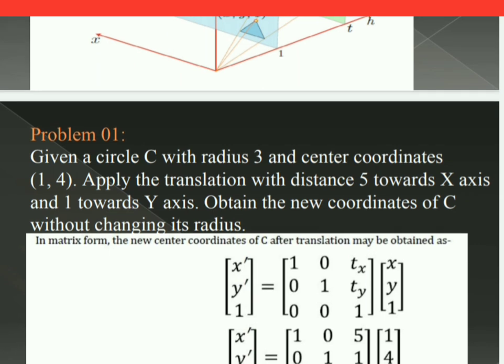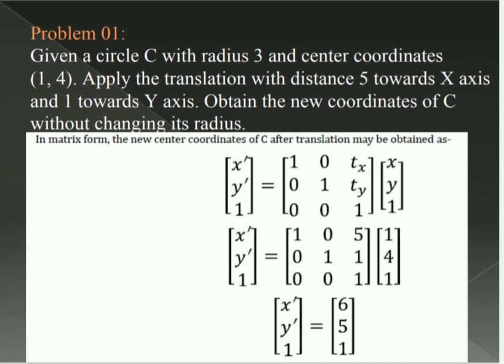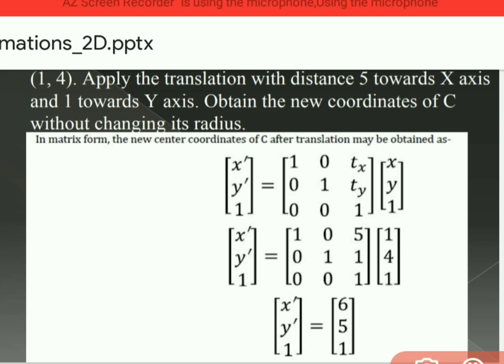Now let us consider one example. There is a circle C with radius 3 and center coordinates (1, 4). Apply the translation with distance 5 towards the x-axis and 1 towards the y-axis. Then obtain the new coordinates of the point C. Actually, there are two notations involved. The first one is algebraic and the second one is matrix. Here I am going to use the matrix notation.